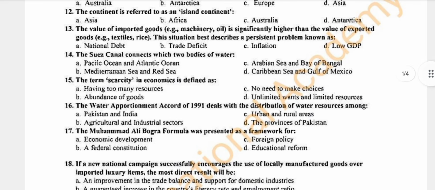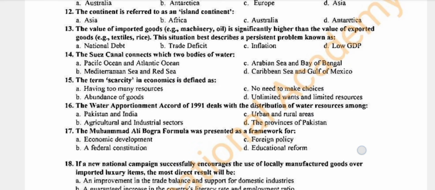Question number 14. The Suez Canal connects which two bodies of water? And the correct option is B, Mediterranean Sea and Red Sea. Question number 15. The term scarcity in economics is defined as, and the correct option is D, unlimited wants and limited resources.